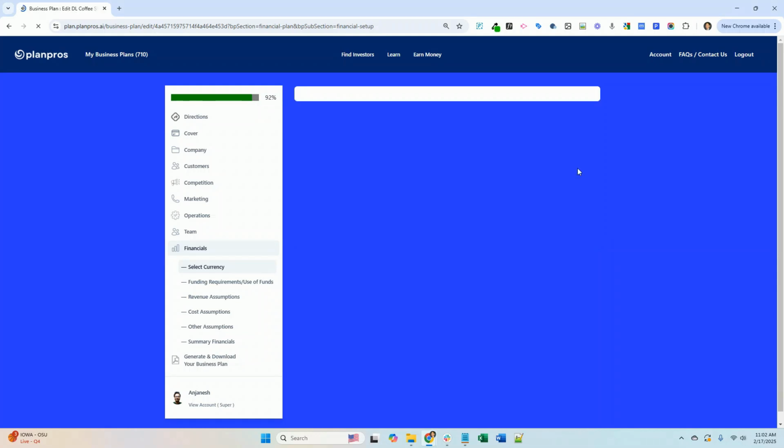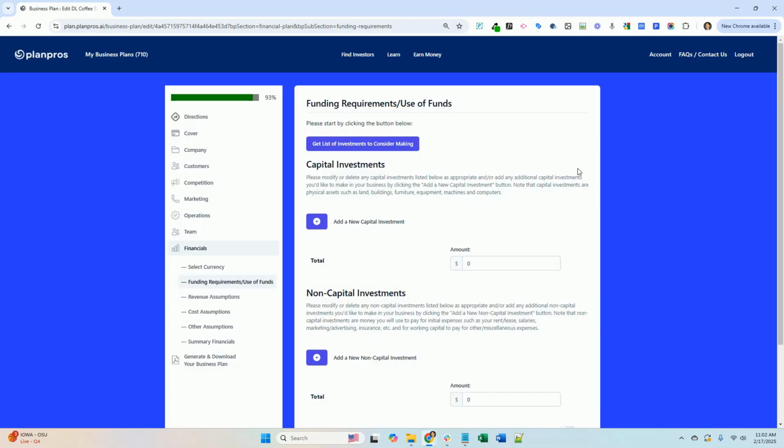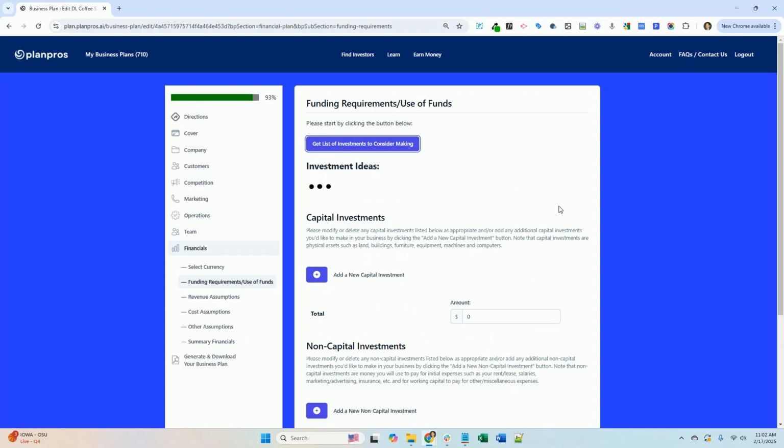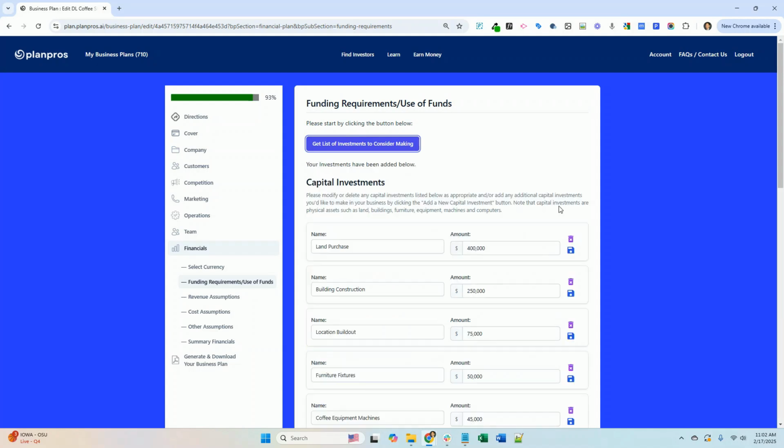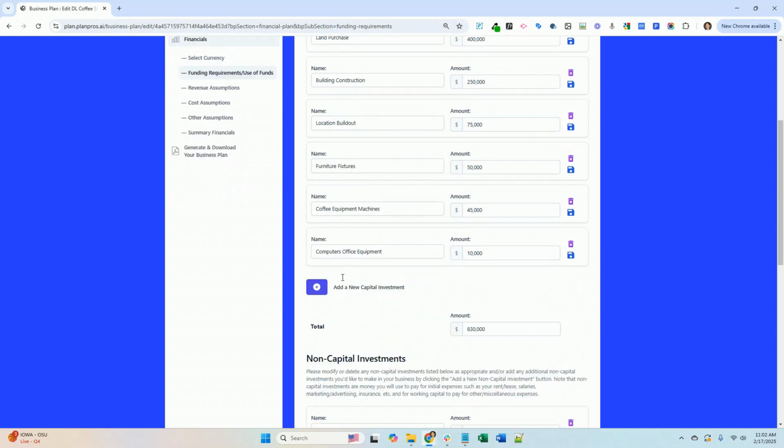Now, this next section is funding requirements and use of funds. This is trying to tell you how much funding you need to start or grow your business. Now, the easy thing here is simply you can click this button here, which is the get list of investments to consider making, which for your type of business, and in this example, I'm using a coffee shop, it's going to list both capital investments and non-capital investments.